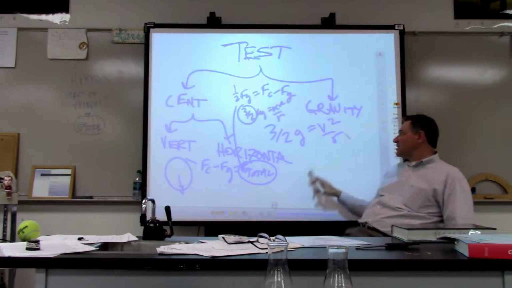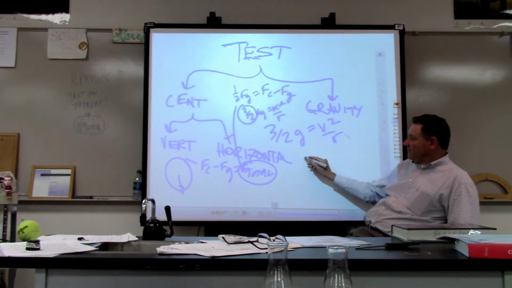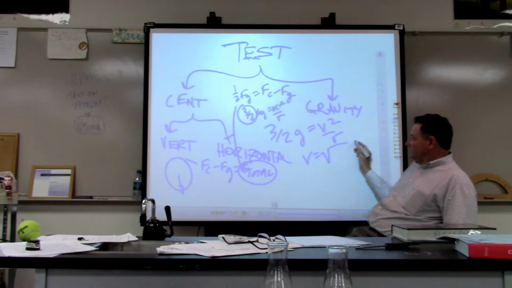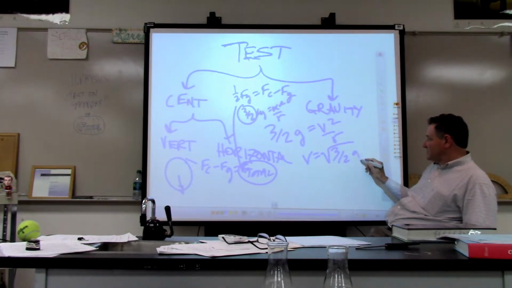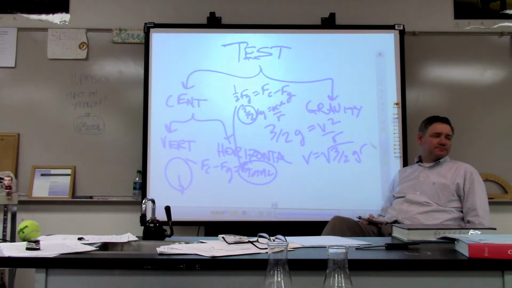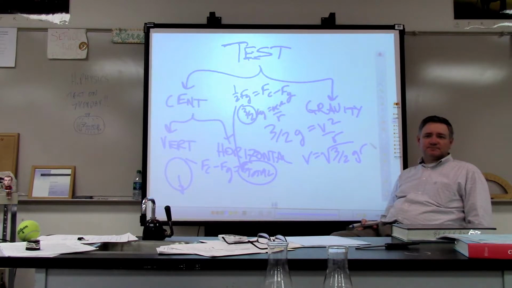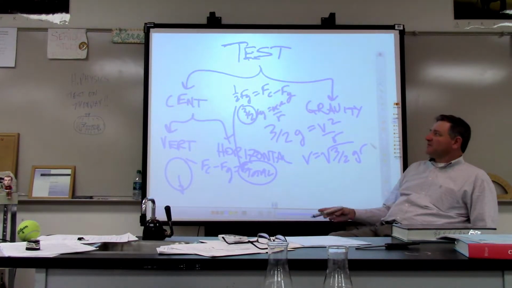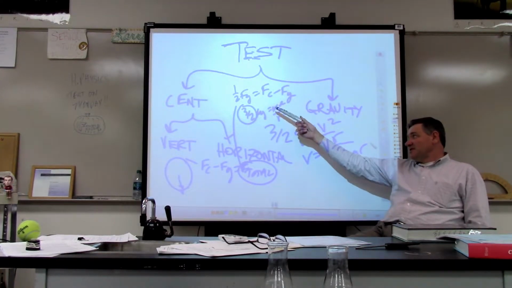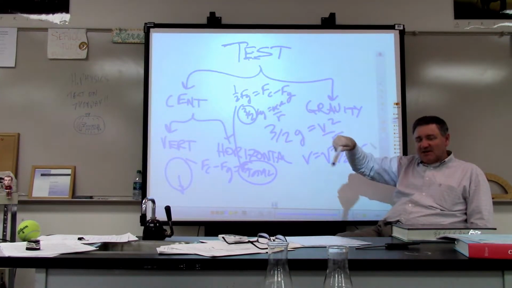So typically you're going to know the radius, you want to find the velocity. So in this case, the velocity would be the square root of 3/2 g r. Is that on the equation sheet? No. The only thing that's on your equation sheet is mv squared over r and Fg equals mg.